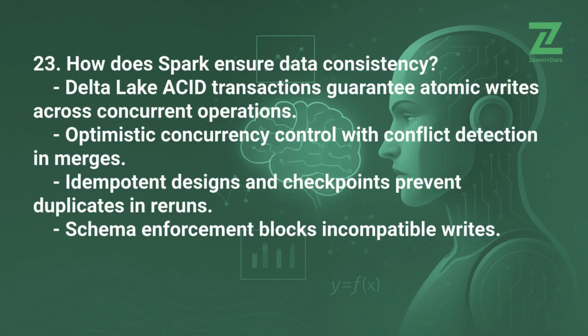23. How does Spark ensure data consistency? Delta Lake ACID transactions guarantee atomic writes across concurrent operations. Optimistic concurrency control with conflict detection in merges. Idempotent designs and checkpoints prevent duplicates in reruns. Schema enforcement blocks incompatible writes.